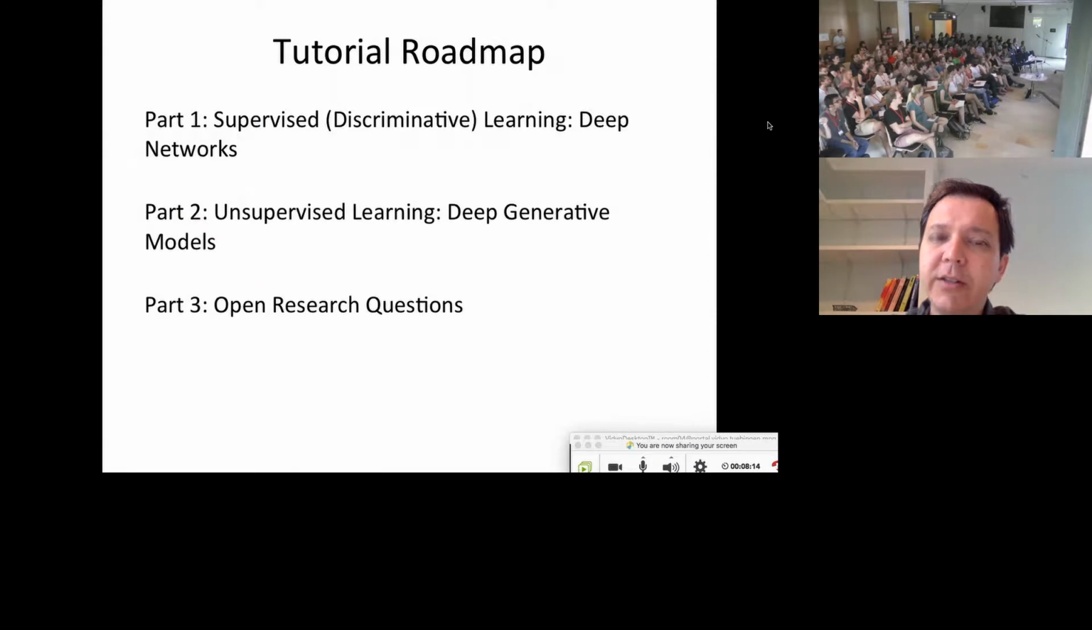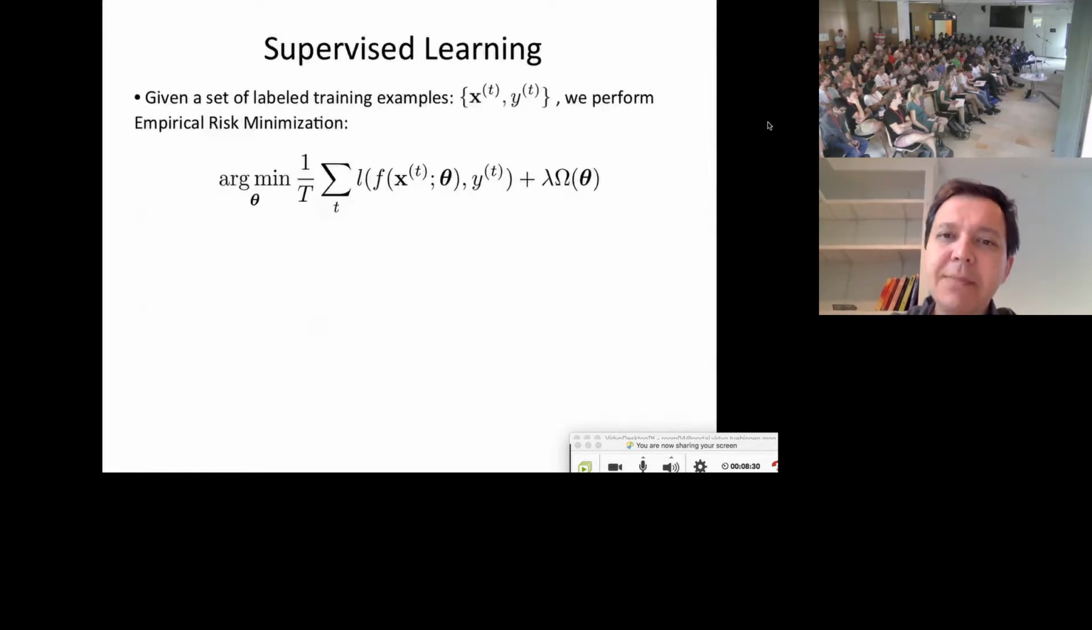So in today's lecture, we're going to be really focusing on discriminative learning or supervised learning, in particular looking at neural networks. And in tomorrow's lecture, we're going to look at unsupervised learning and generative models, and also try to cover some of the open research questions, like what are the key areas where you're seeing a lot of research taking place. Okay. So let me start by getting the setup.